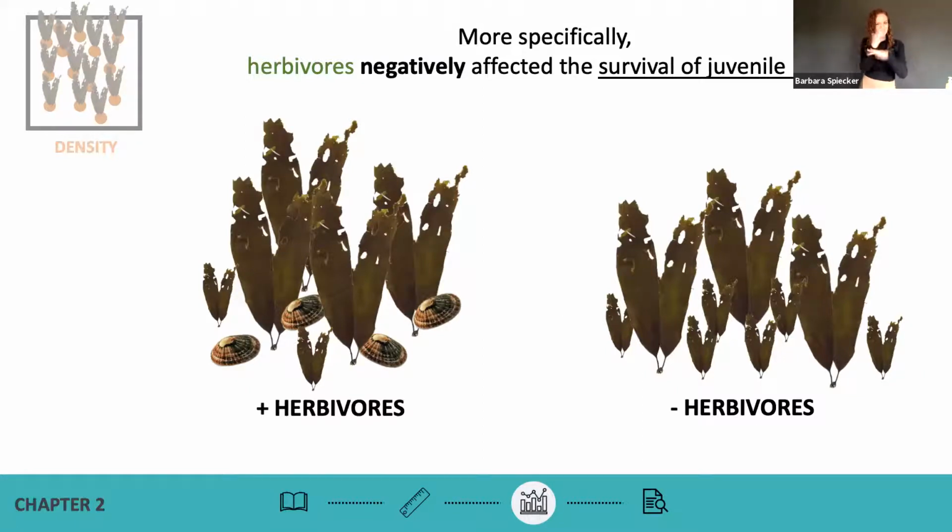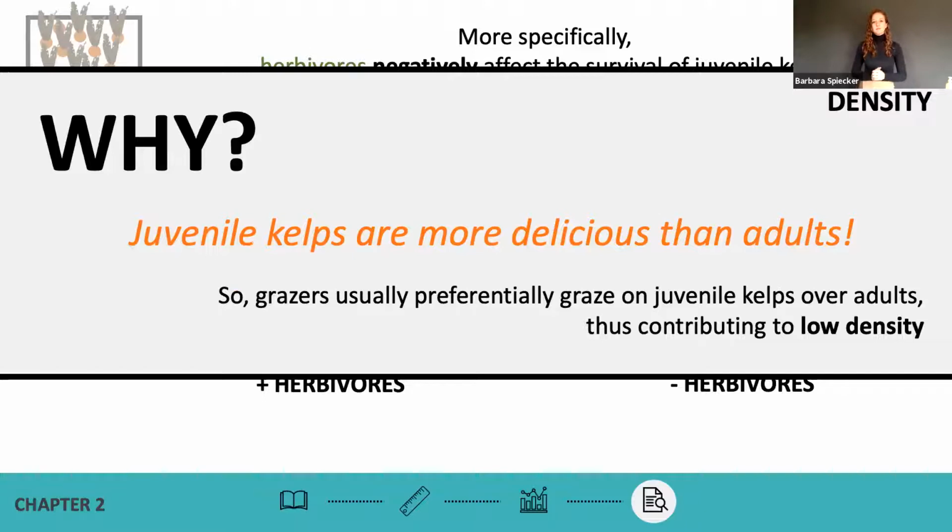Okay, so we know that herbivores negatively affected kelp density. And now let's zoom in even closer. Because when we did that, we found that herbivores specifically reduced the survival of juvenile kelps. Okay, well, why might that be? Why would herbivores reduce the survival of juveniles specifically? Well, because juvenile kelps are tastier. They're more delicious than adults. So herbivores preferentially graze on them instead of adults, contributing to low overall population density.